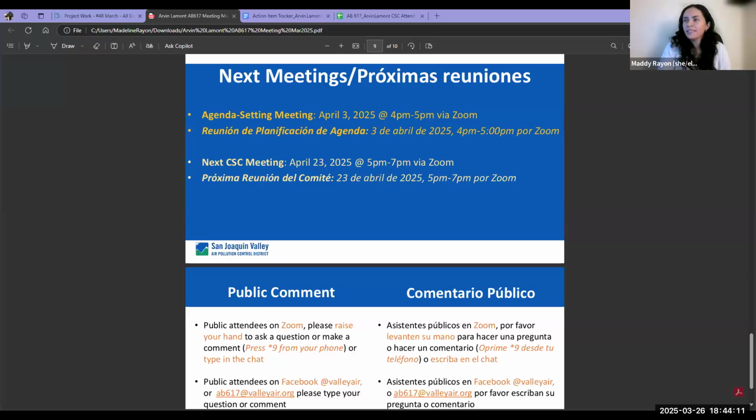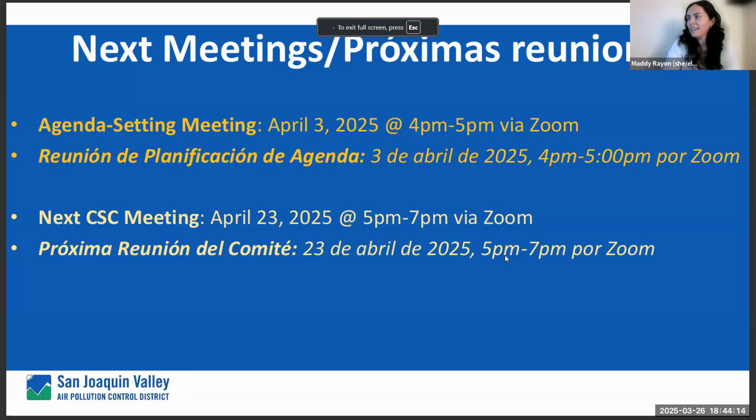Alrighty, well, I will move us along to some of our wrap-up items, and starting with some reminders for some upcoming dates. I'm going to share my screen here in just a moment. But just some reminders and some things to mark your calendars for. So the next agenda setting meeting will be on April 3rd from 4 to 5 via Zoom. So mark your calendars for that if you're able to attend. And the next CSC meeting will be on April 23rd, also on Zoom from 5 to 7. So we hope everyone can join us for those meetings.